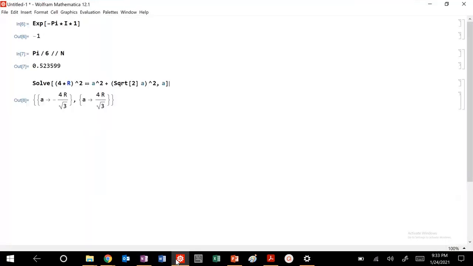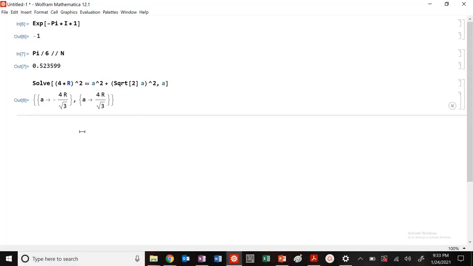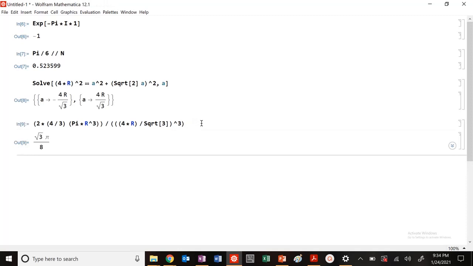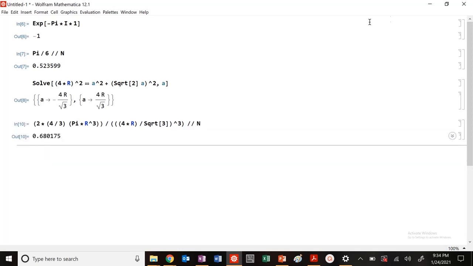So let's switch again to Mathematica quickly. Let's do 2 times 4/3 times pi times r cubed divided by 4 times r divided by square root of 3, cubed. Let's put parentheses around that just in case. Let's do this numerically, and we get 0.608.